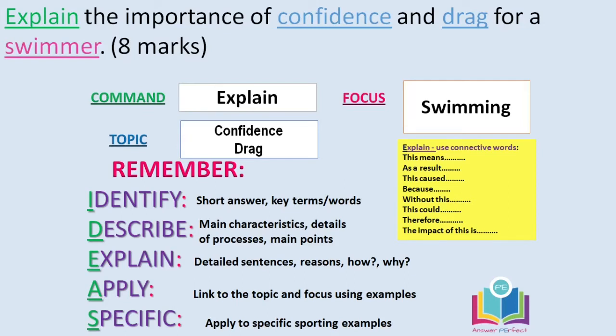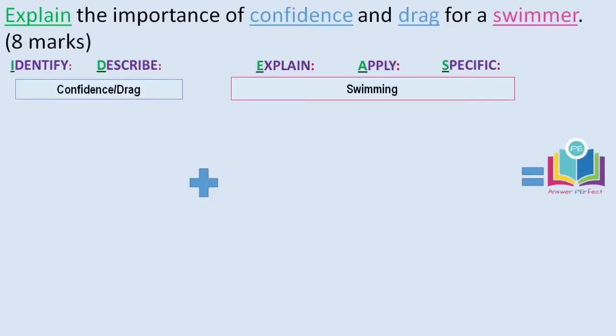So let's have a look at how we break down the question then and make sure we have enough content to cover the AO1, AO2 and AO3 aspects of the course. Explain the importance of confidence and drag for a swimmer, and it's worth 8 marks. So I've split this into 2 boxes. We're going to focus first on the left hand side of the screen, the blue box, and then I will go on to the right hand screen.